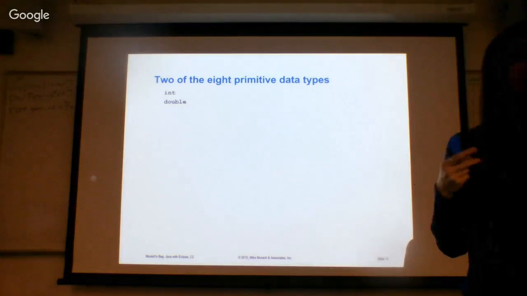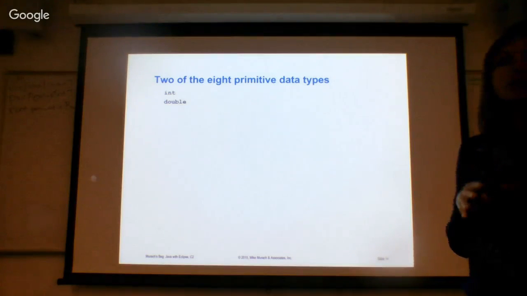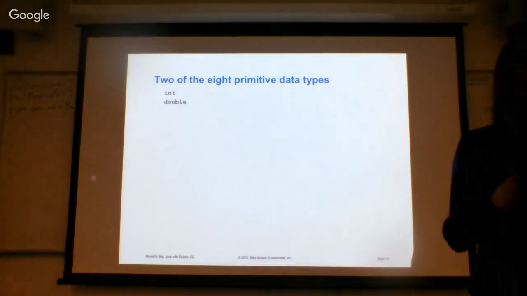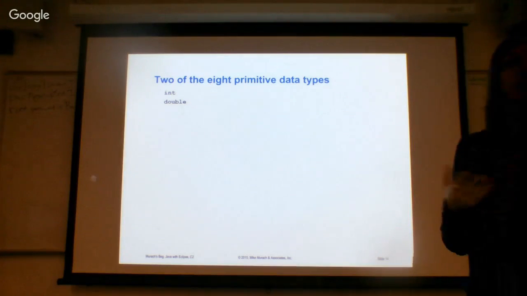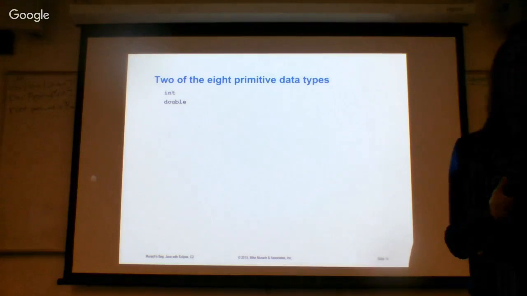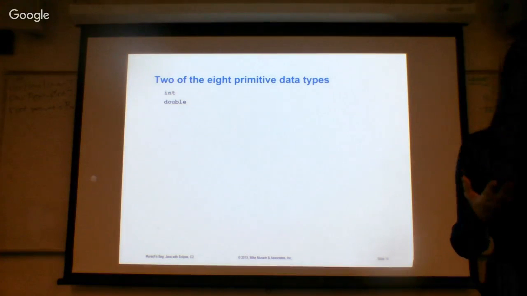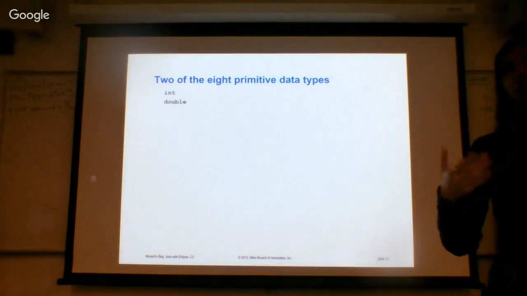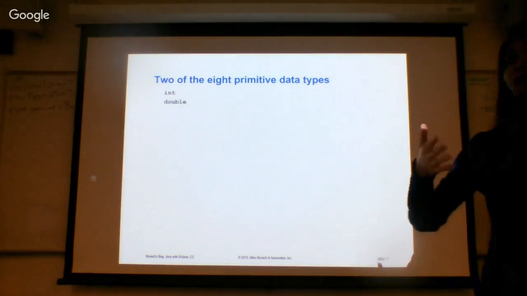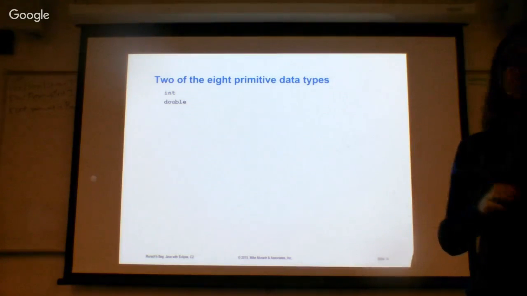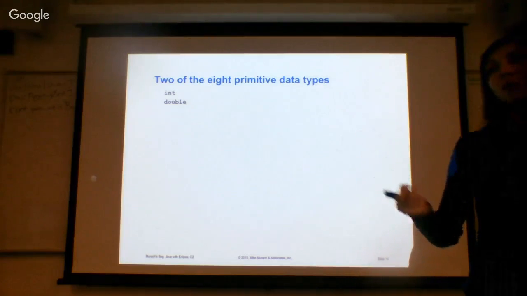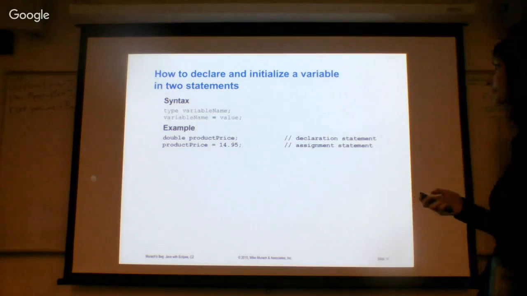Java data types. There are 8 primitive data types. So when we say primitive, that means they're not objects. And the 2 that are numerical are the int and the double. The int is used for representing whole numbers. The double is used to represent decimals, such as 25.55, for example. So no floats. The double is like a float, but it's called double.